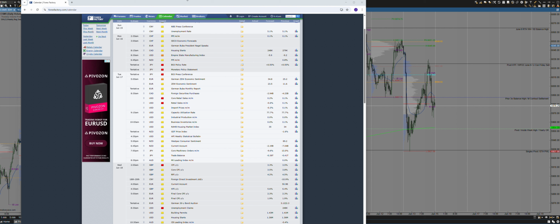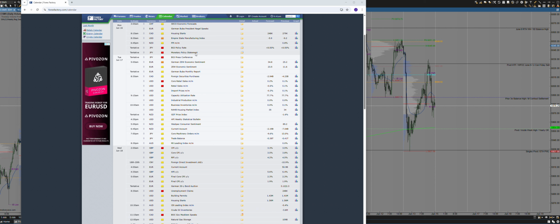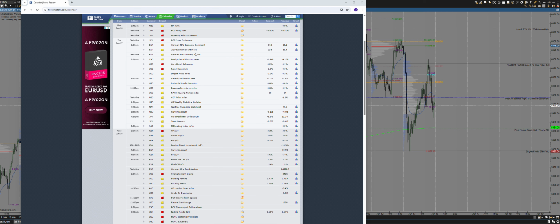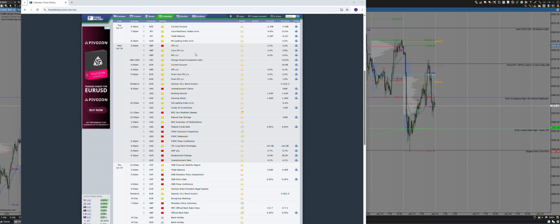So with that being said, we'll go quickly through the data here. So Monday, we don't have much. We have the Empire State Manufacturing Index at 8:30. We also have the BOJ rate decision at some point on Monday. I don't think the market will really care too much about that, to be honest, with everything else going on. Tuesday, we have 8:30 a.m. retail sales. Not much else really to pay attention to on Tuesday.